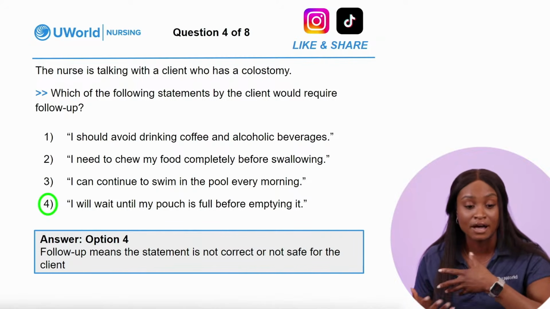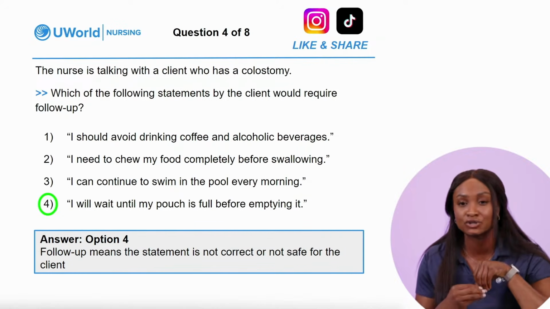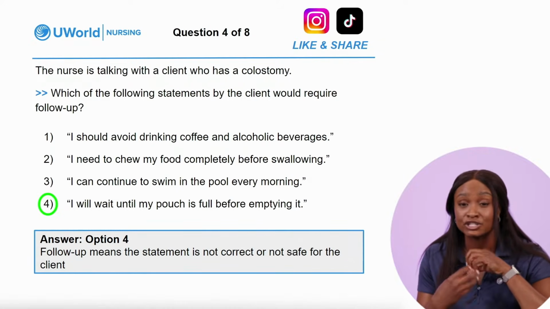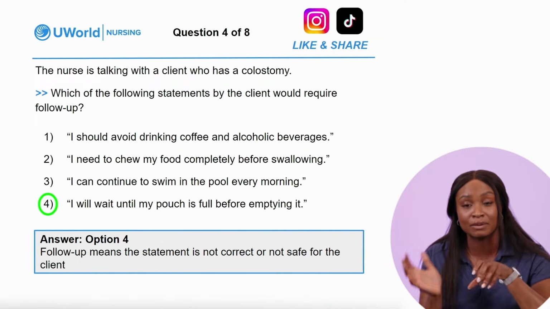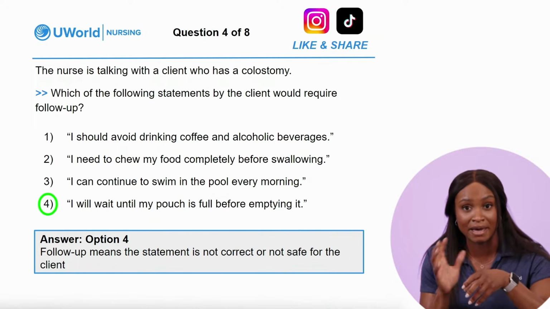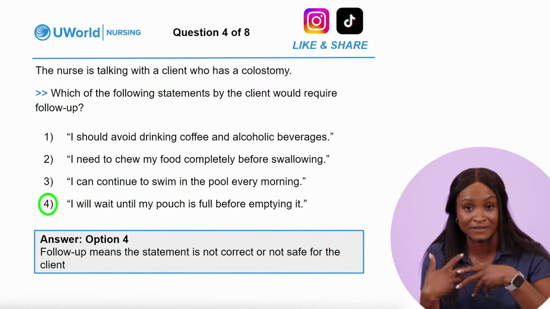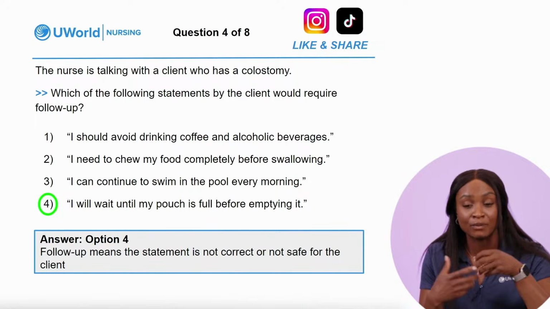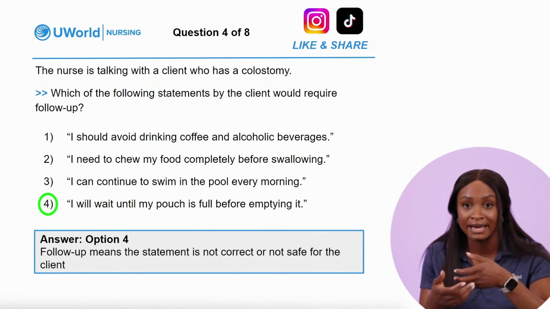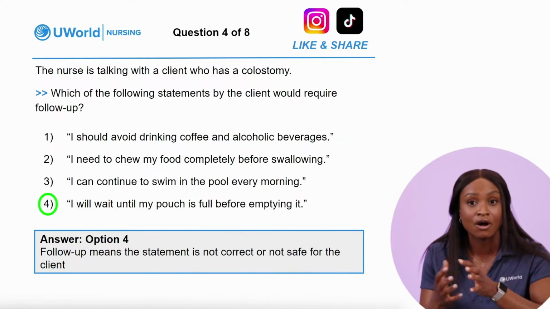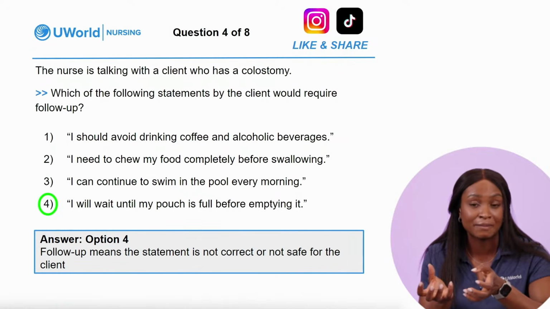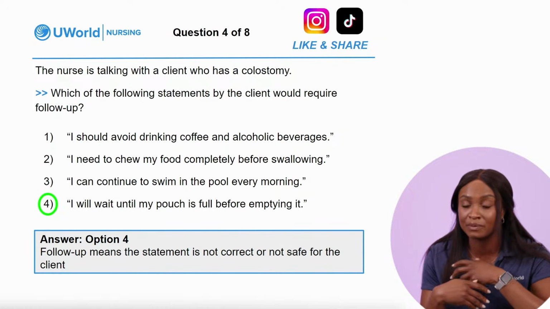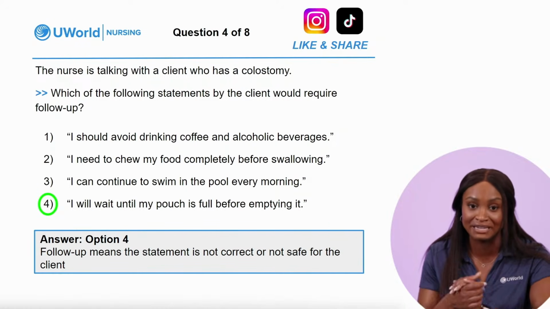pouch is full. What a colostomy is, it is a surgical intervention that brings the colon out through the abdominal wall, and then the stoma sits on the outside, and we put a plastic covering or an ostomy bag over the stoma to catch any feces and gas that comes out, since it's not going out through the rectum. And if that pouch becomes full, it is more likely to leak and spill, or it can start detaching from the client's body. So we want to make sure we empty it a lot sooner so we don't have any of those problems happening.